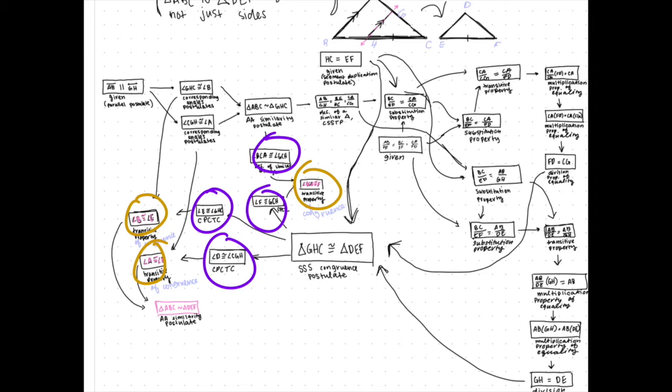I'm going to try to finish this proof out strong. I know this has been a long one. From here, we're going to take this little statement of congruency, and we're going to prove that some angles are congruent. Yay, that's our final step.